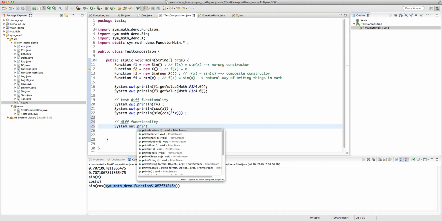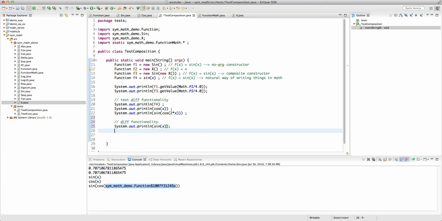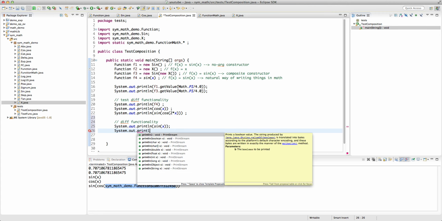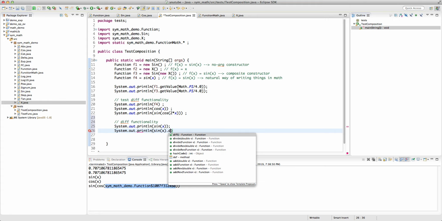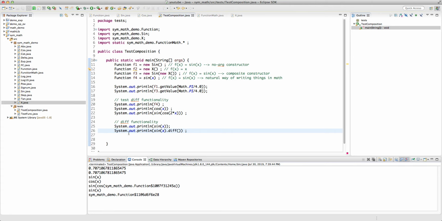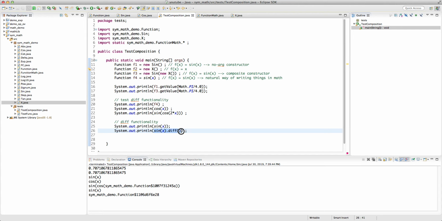So system.out.println sine of x, and then system.out.println sine of x dot diff. Let's see what happens now. It fails when it goes to diff, and the reason is that it returns the function, not a specific function. So the compiler doesn't know the return is actually a cosine. It just knows that it's a function, the abstract function, right? We're going to fix this in the next video.